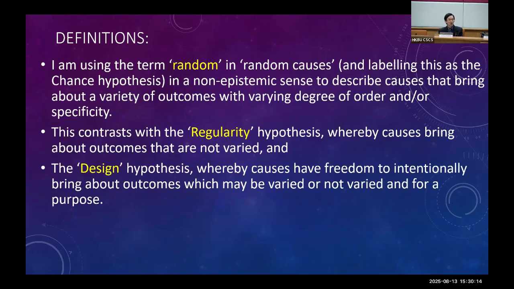And in contrast with design, whereby causes have freedom to intentionally bring about outcomes, which may be varied or not varied, but it's for a purpose, right? For example, one indication of purpose will be functionality. Say, if you discover a factory out in outer space, on Mars, you will conclude that it is design. Why? Because the factory has different parts that work together, function, to produce something. So there's a purpose there. That will be evidence of design, right? So that's what I mean by design.